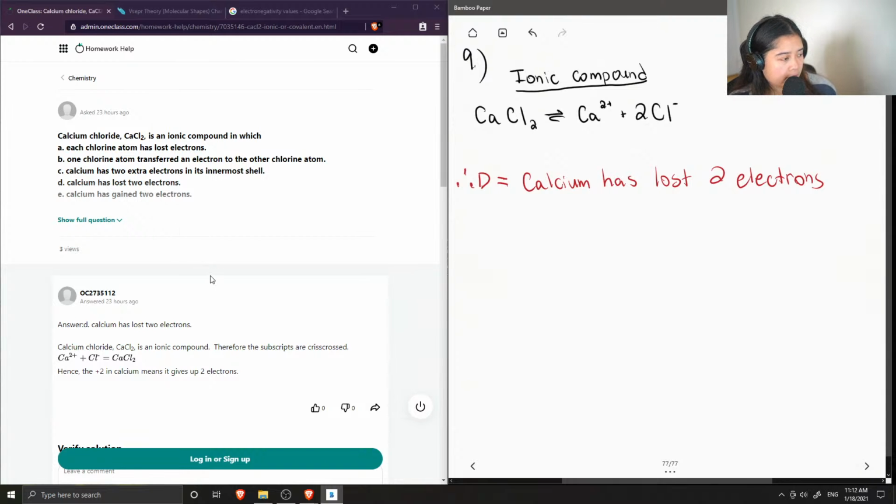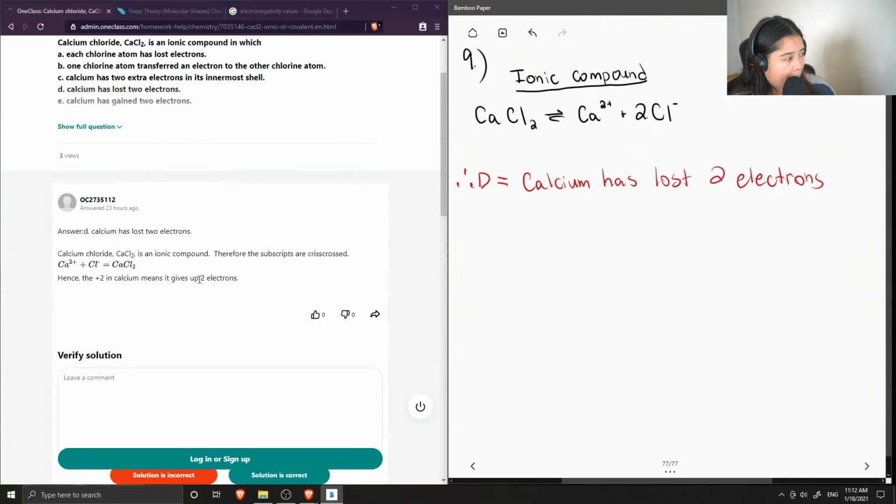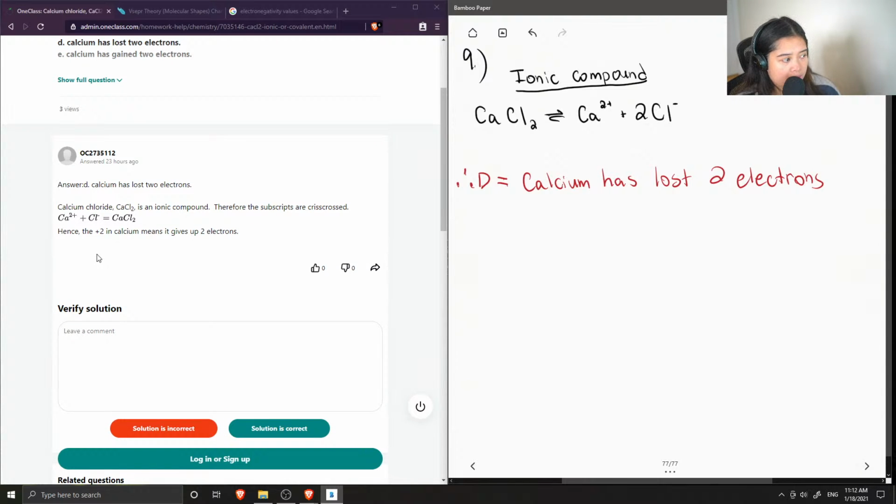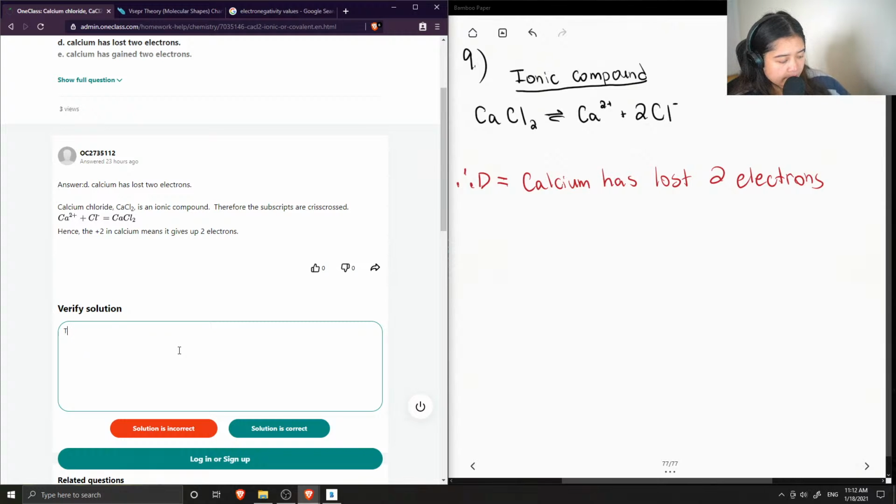So now let's see what the junior tutor said. D, calcium has lost 2 electrons. Calcium chloride is an ionic compound, therefore the subscripts are crisscrossed. Hence, the +2 in calcium means it gives up 2 electrons. Okay, so this solution is correct.